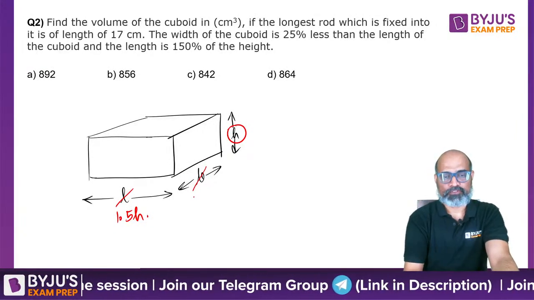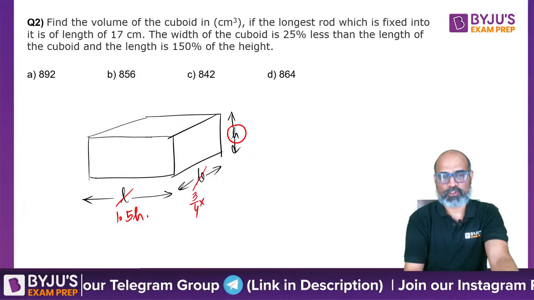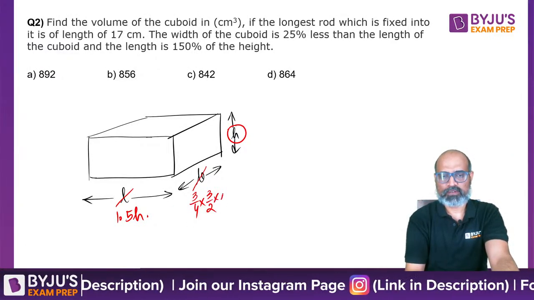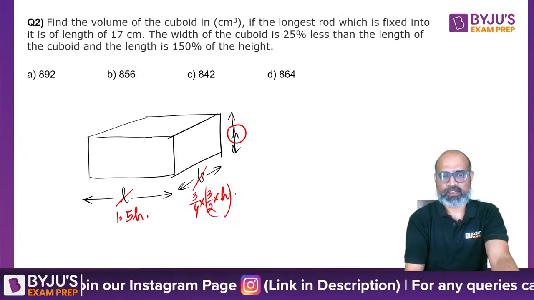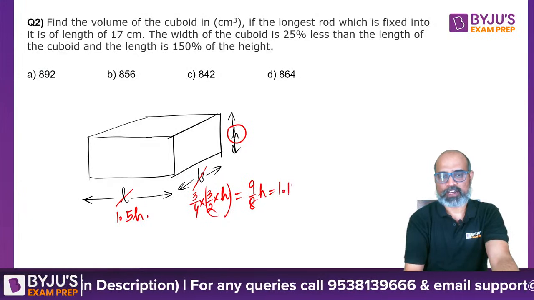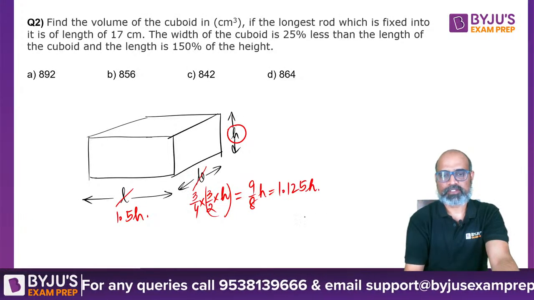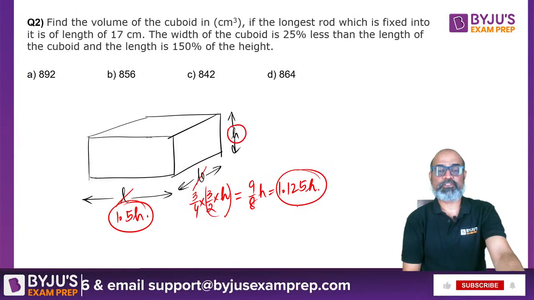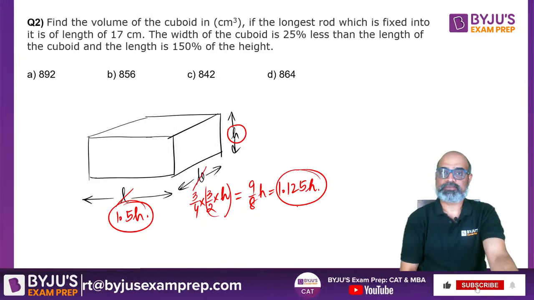25% less means 3/4 of 1.5. 1.5 is how much? 3/2. So this is going to give us 9/8 of h, which is 1.125h. So the three dimensions are h, 1.5h and 1.125h.